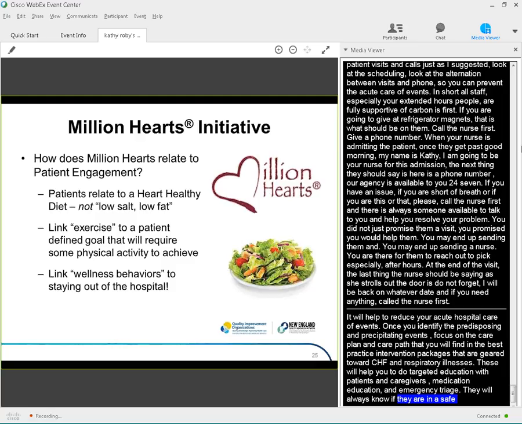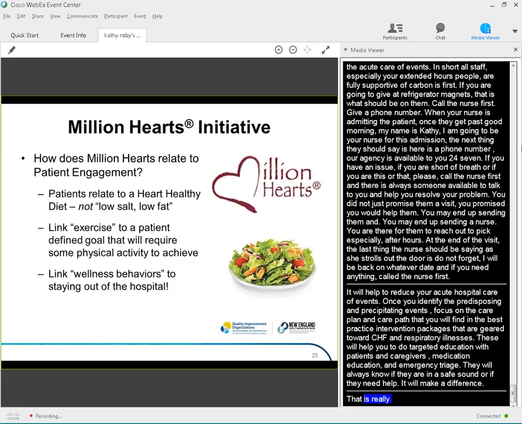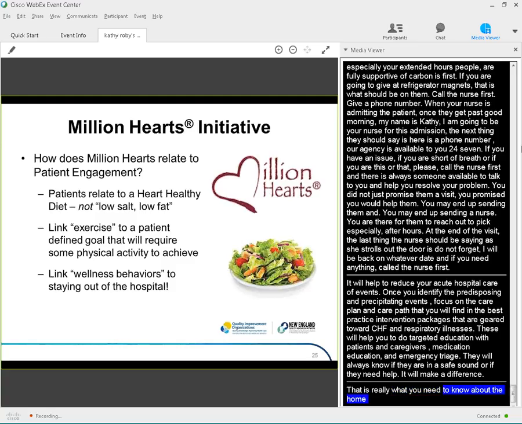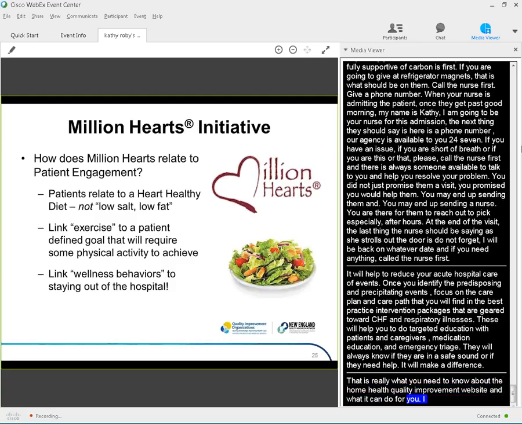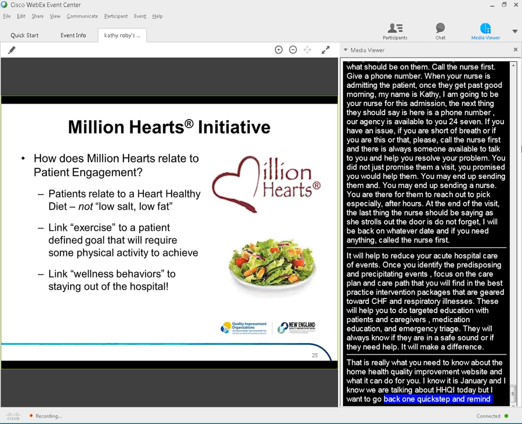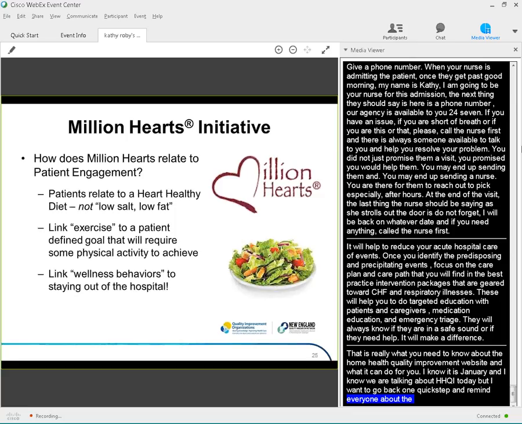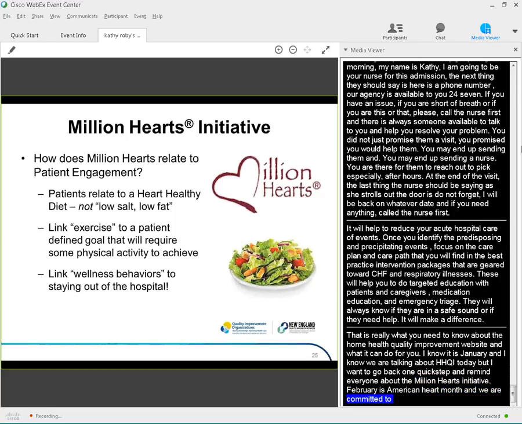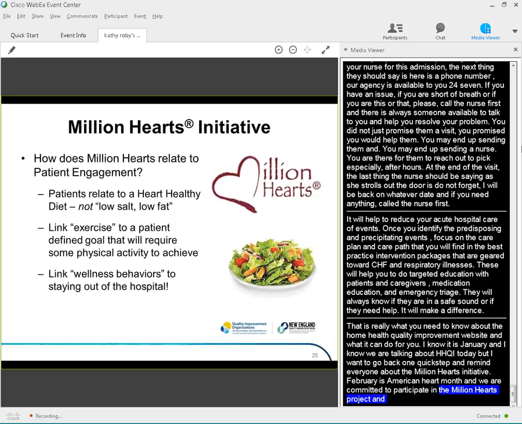So that's really what you need to know about the Home Health Quality Improvement website and what it can do for you. I know that it's January. I know that we're talking about HHQI today, but I want to go back one quick step and remind everyone about the Million Hearts Initiative. I'm not wishing time away, but February is American Heart Month, and we are committed to participating in the Million Hearts Project. We are committed to working with you, with your patients, and your staff.